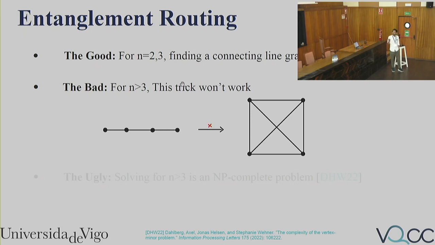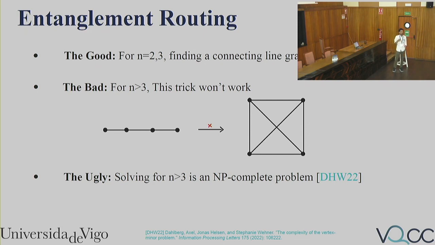But the ugly truth is that solving this problem for arbitrary graphs is an NP-complete problem. It's the vertex minor problem, and recently it has been shown that this is NP-complete. So there will not be an efficient solution for the general problem. So what we are interested in was finding some subset of such problems where we can find an efficient solution. And our solution is based on just one condition that we can impose on the graph state, and if that graph state satisfies that condition, then we can construct any GHZ state from that graph.